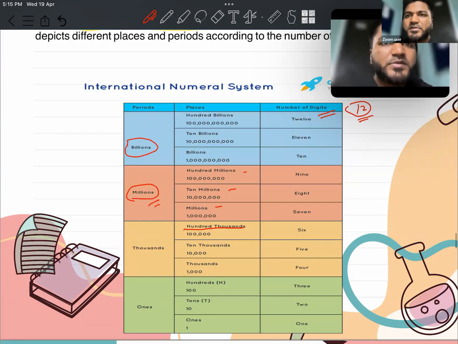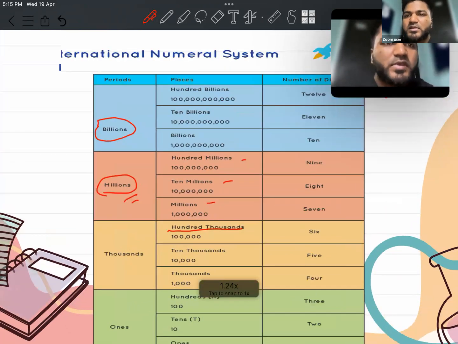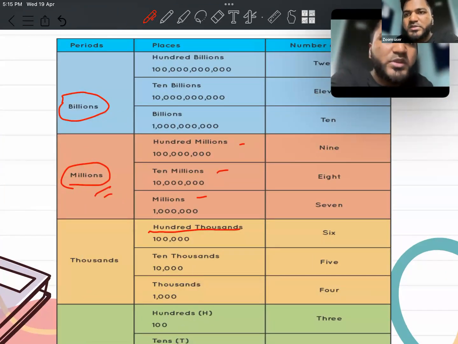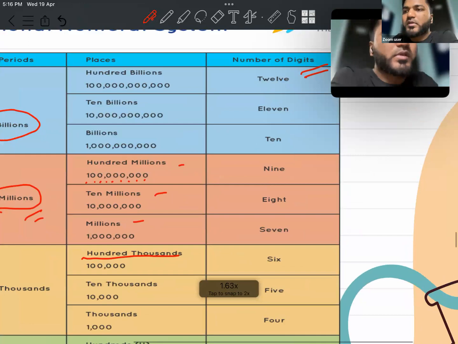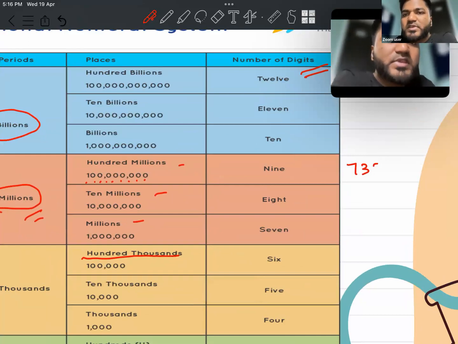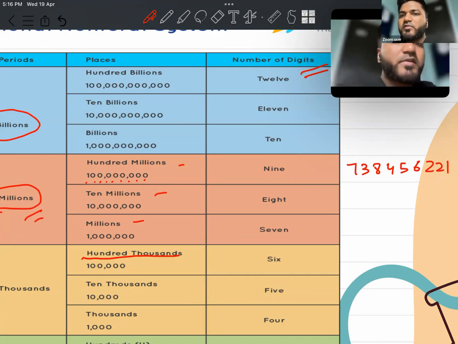As per the international system, if you get a number having nine zeros, one, two, three, four, five, six, seven, eight, nine, or simply, a number which consists of nine digits, then you will call it in terms of 100 millions. For example, let's take an example: 738456221. What do you call it?